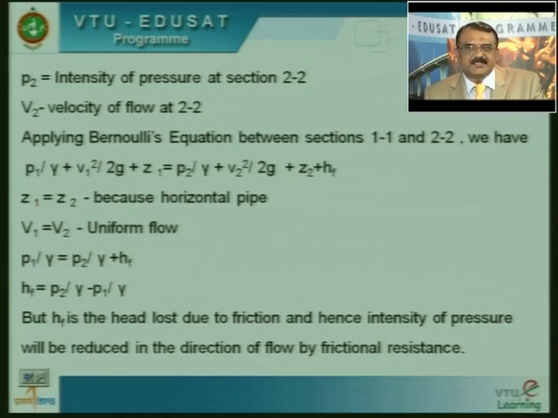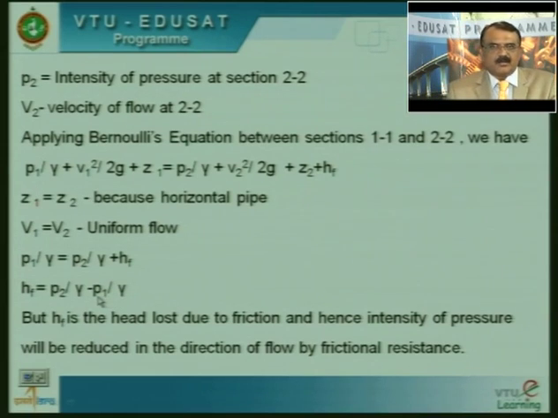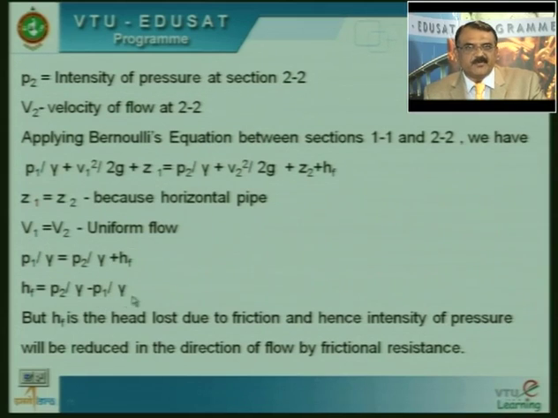So, kindly rearrange this equation. I am looking for an equation of HF. So, HF is equal to P2 by gamma minus P1 by gamma. I think here it is P1 by gamma minus P2 by gamma. Kindly make a correction here.